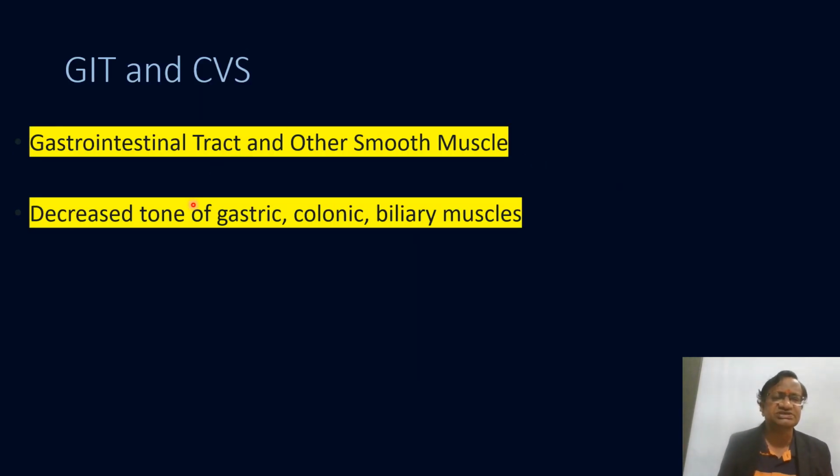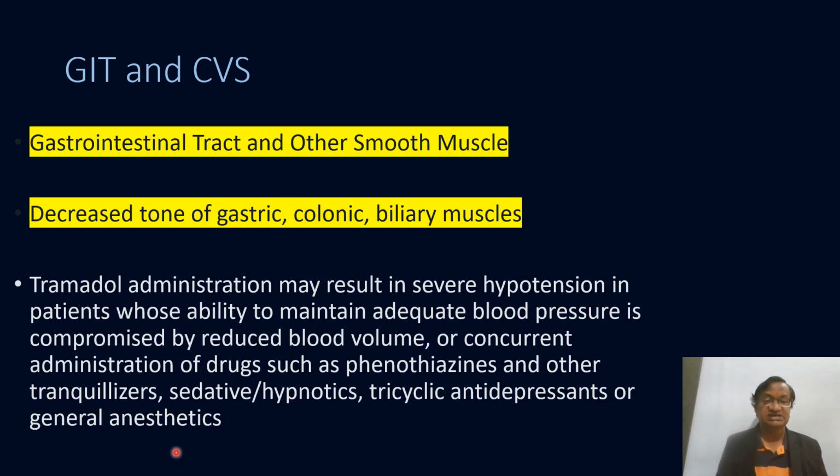In the gastrointestinal tract and smooth muscles, it decreases tone of gastric, colonic, and biliary muscles. Severe hypotension may occur where there is a compromise, or where there is an already vasodilating drug going on, or there is a reduced blood volume. There only it may cause hypotension. Routinely in healthy patients, it is unlikely to produce a severe clinically significant BP fall.